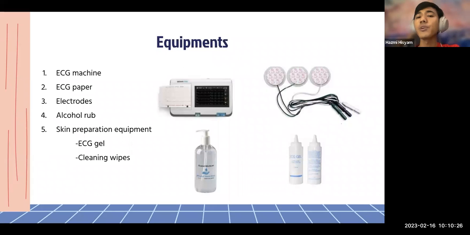So these are the equipment that we need to prepare before we want to perform ECG. First, we have to have the ECG machine itself, the ECG paper, the electrodes, the alcohol rub to clean the skin before we put the gel and the sticker. And then we have to have the skin preparation equipment such as the ECG gel and the cleaning wipes. After we are done with the ECG, we have to clean the patient's body.